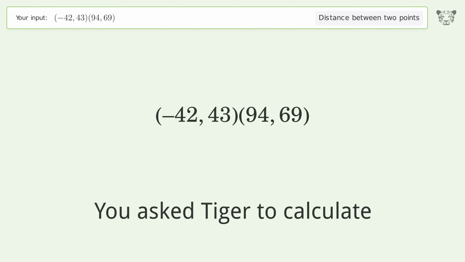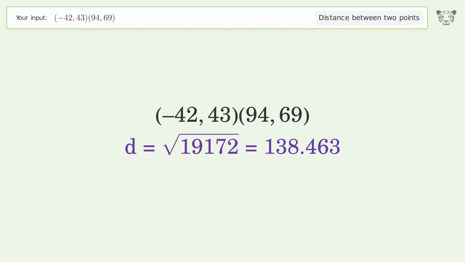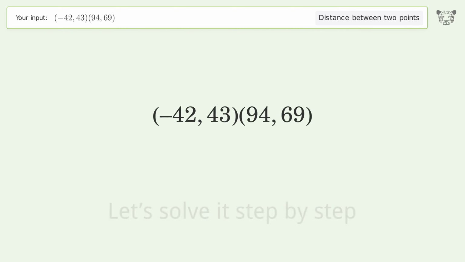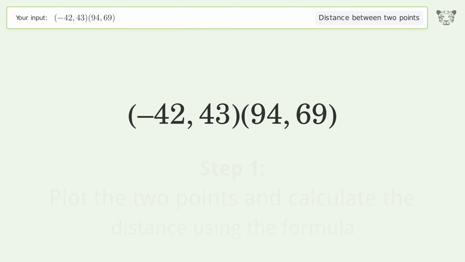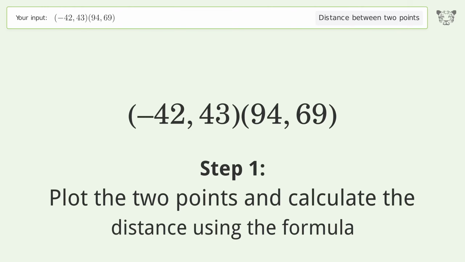You ask Tiger to calculate. This deals with the distance between 2 points. The distance between the 2 points is the square root of 19,172 or 138.463. Let's solve it step by step. Plot the 2 points and calculate the distance using the formula.